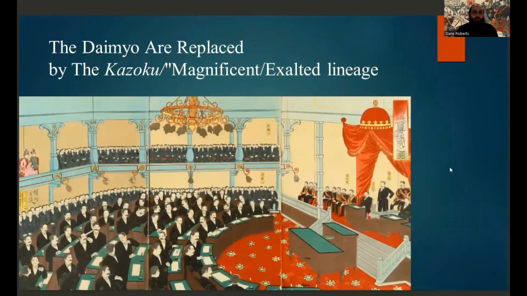And with all of this in mind, the title of daimyo would also be abolished and replaced by the title of kazoku, or magnificent exalted lineage. And these would be generally the bureaucrats and politicians, the higher ranking members of Imperial Japanese society.